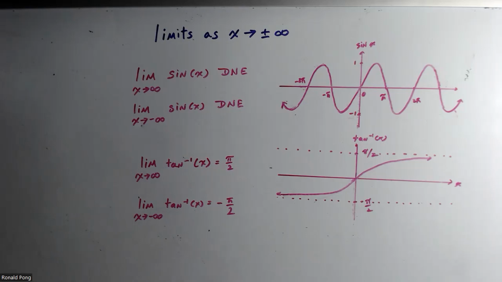But interestingly, if we look at the limit as x approaches positive infinity for the inverse tangent function, well, that is going to actually converge to this upper horizontal asymptote of pi over 2. Likewise, as x approaches negative infinity for inverse tangent, the inverse tangent function will actually approach negative pi over 2.